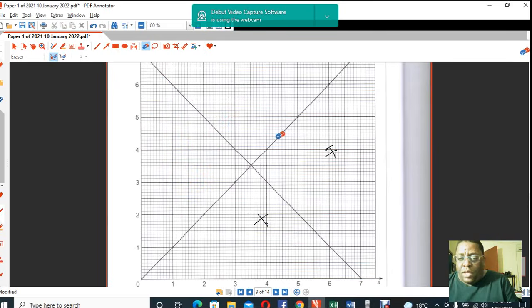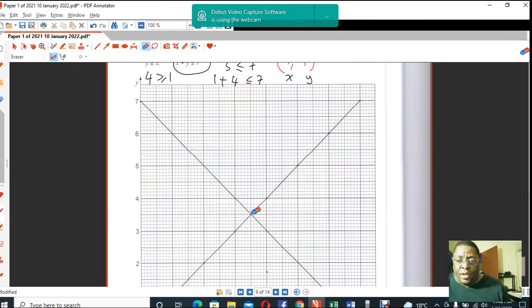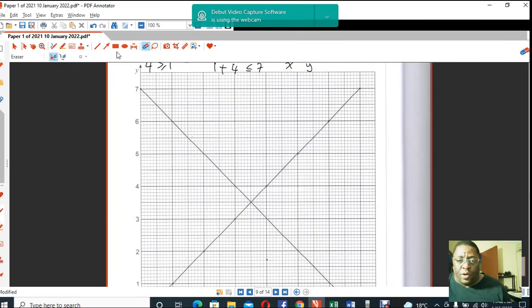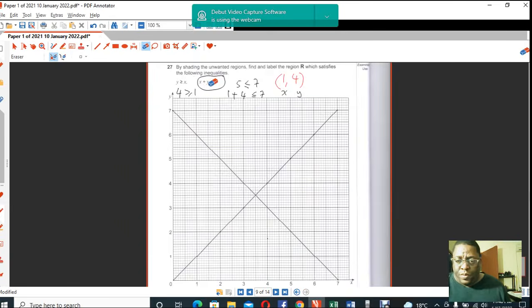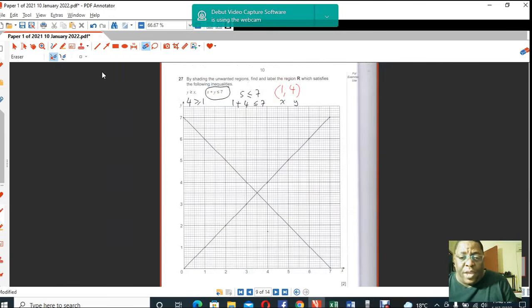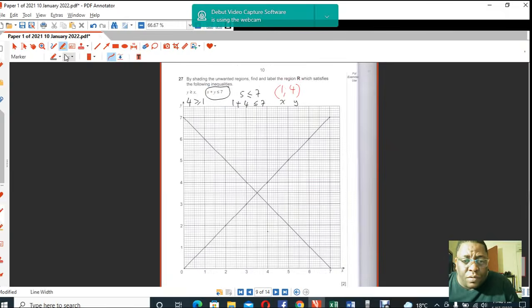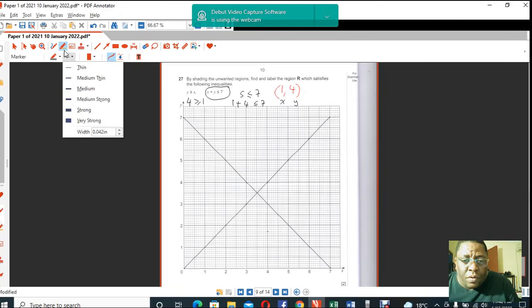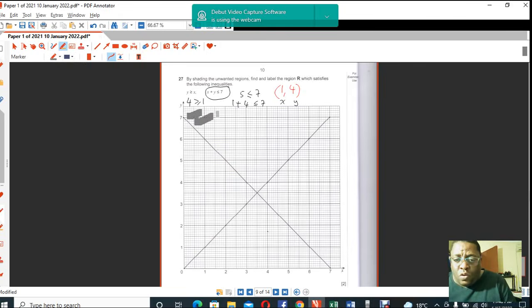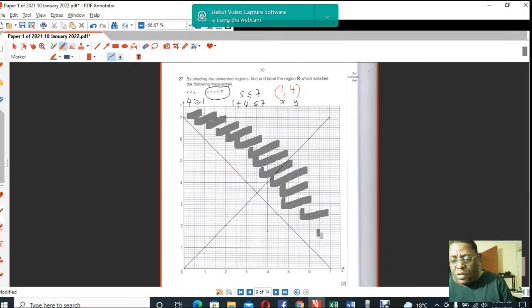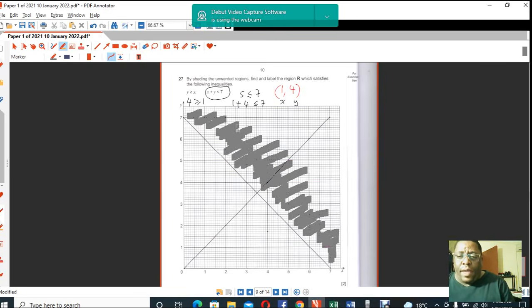So I'm going to shade the unwanted regions. When you shade now, because the question asks you to shade, let me make this a little bit smaller just to bring in my graph properly. So when you shade, perhaps we are going to use this. Let's make it a bit thicker. Okay, very strong. So you're going to shade this part here, because that part is not true. So this is what you're going to shade. And it will also not be true for this part here. So you're also going to shade this part here.